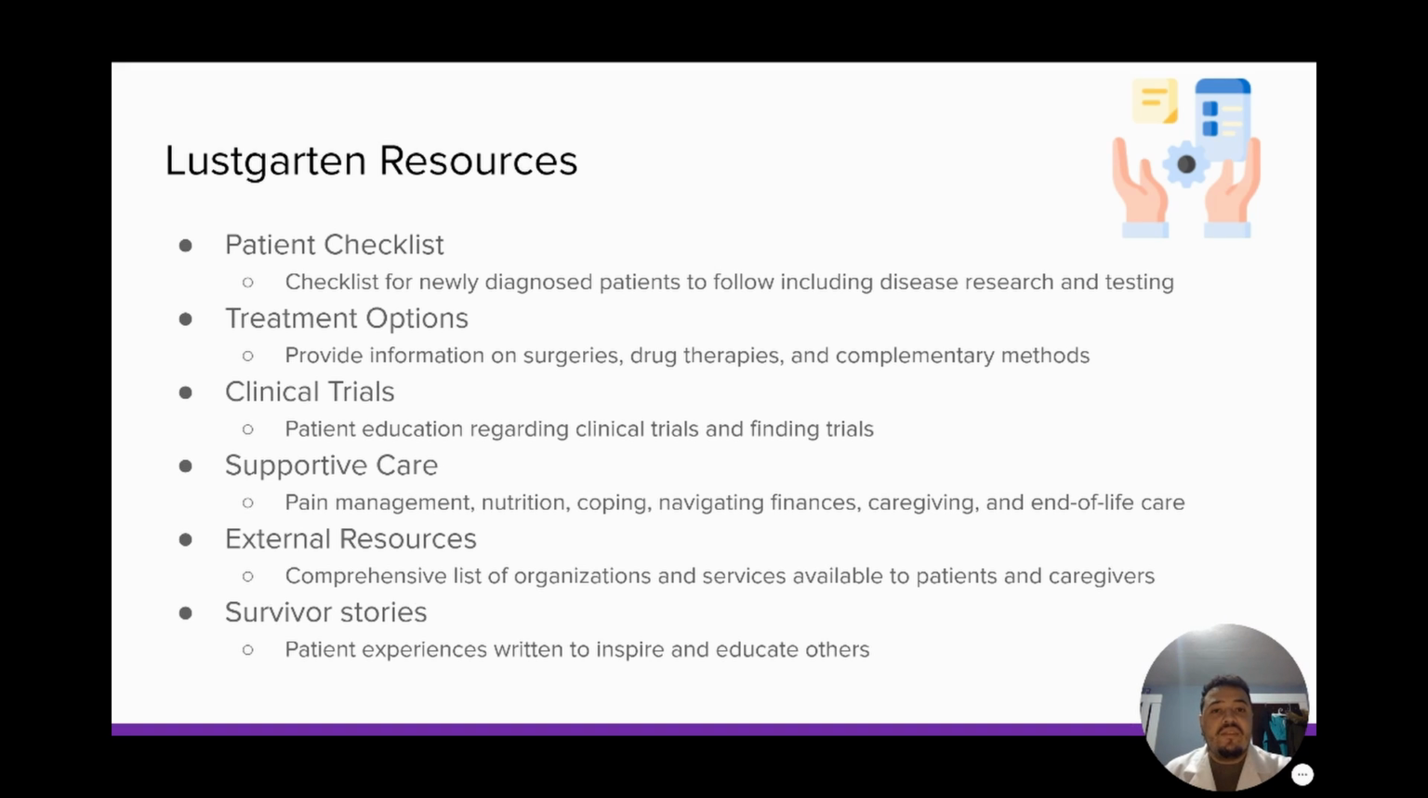One of the amazing things that's also located on their website is the inclusion of survivor stories, which are patient experiences written to inspire and educate others. These stories are completely amazing to listen to, and each day they provide more hope and understanding for someone who might have been diagnosed recently with pancreatic cancer.